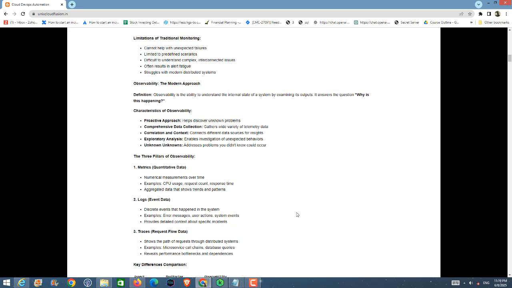Example, CPU usage, request count, response time. So it has a wide variety of these resources for which we are collecting the data points and putting it on the basis of a time period. Over a period of time, we are gathering all these and mapping it to the time series like this. And aggregated data that shows trends and pattern. Now, this is very important, that the metrics that we are collecting, that is the quantitative data, allows us to present the data in the form of trend and pattern.